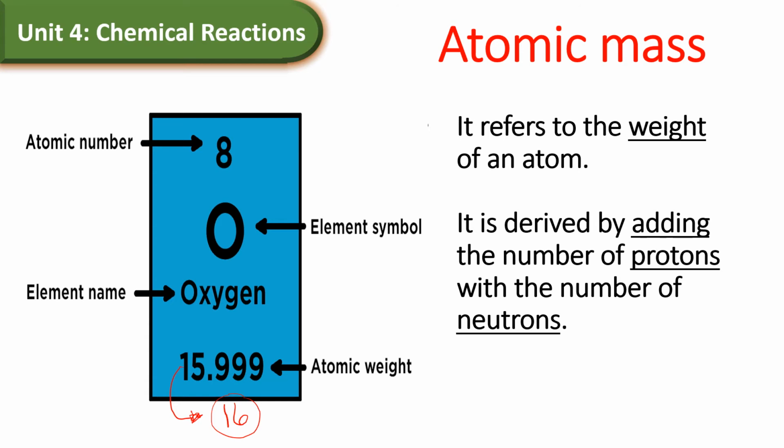To get your atomic mass, it's a combination of your protons and your neutrons. Meaning your atomic mass is protons plus neutrons, and you have your atomic mass unit. For example, with your oxygen here, oxygen has 8 protons and it also has 8 neutrons, and that's why you get the value of 15.999 or 16.